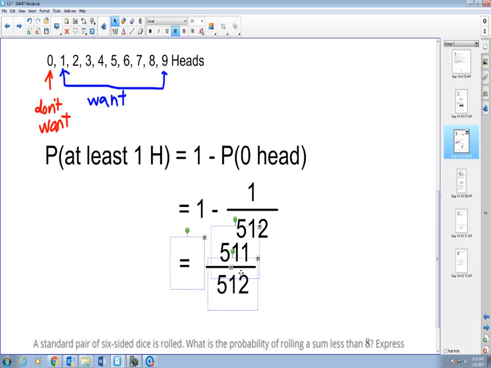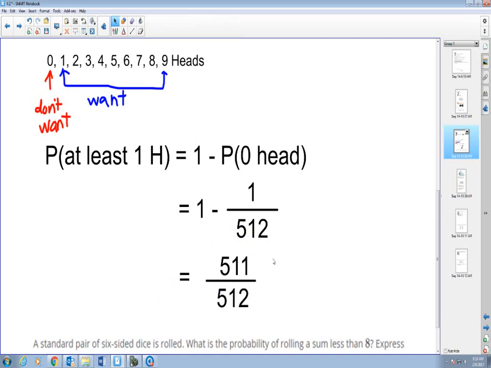Again, I will teach you how to count a little bit more. How do you figure out this 512 and such? If you type this in as a decimal, you will see this is about 0.9980.